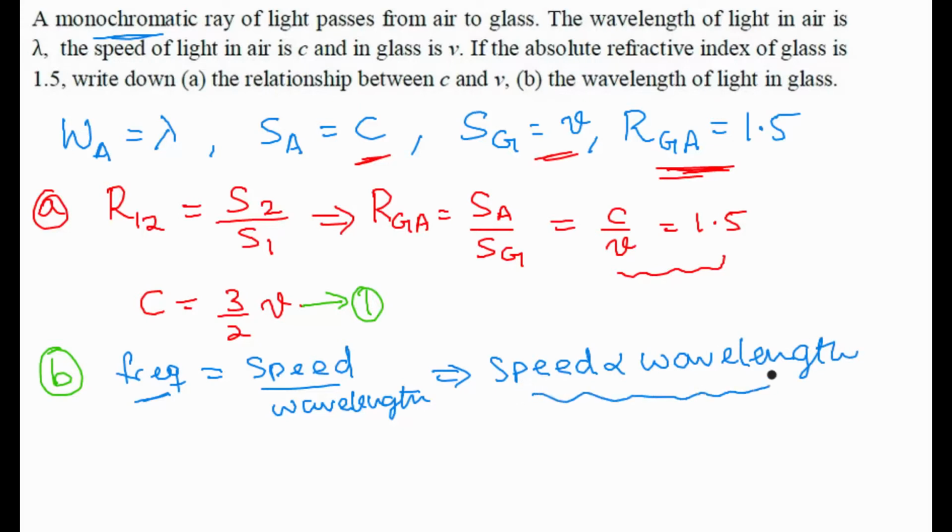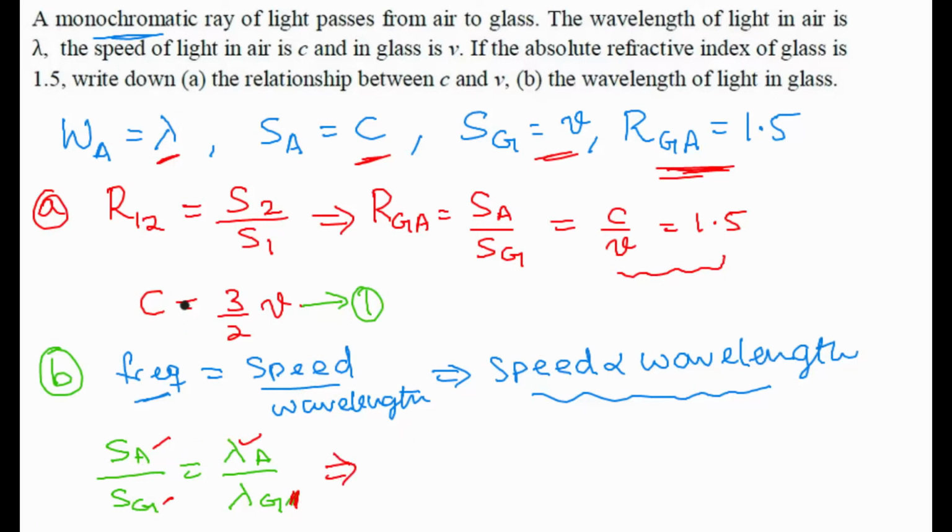Considering this equation, we can write down that speed of light in air by speed of light in glass will be equal to wavelength in air by wavelength in glass, which we need to find out. We need to find out wavelength in glass. We know wavelength in air, which is lambda, and speed in air and also speed in glass. Let's try to substitute these values.